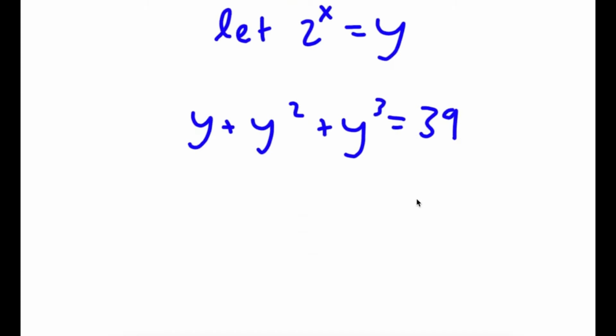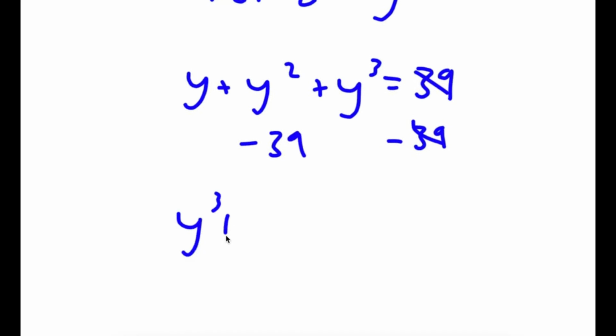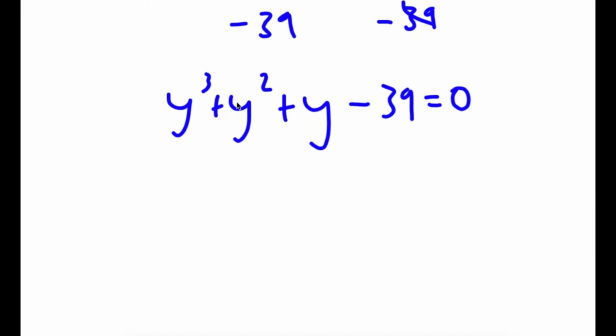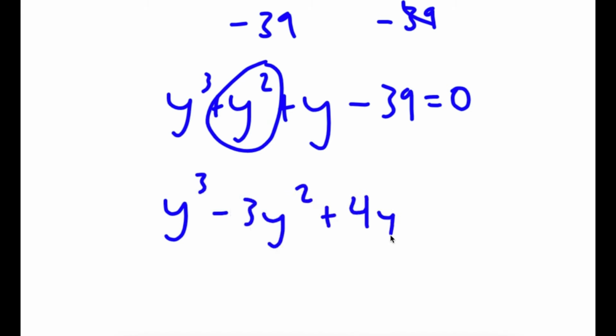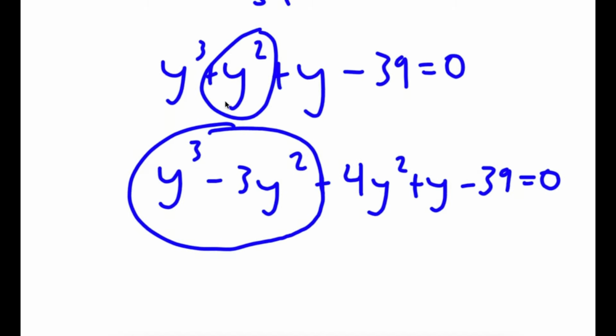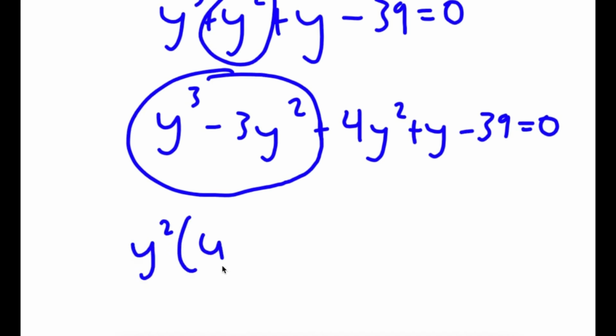Now I'm going to subtract 39 on both sides. So these two cancel out, and now I have y to the power of 3 plus y to the power of 2 plus y minus 39 is equal to 0. Now I'm going to rewrite y squared here as negative 3y squared plus 4y squared. So I have this plus y minus 39 is equal to 0. Now from y to the power of 3 minus 3y squared, I can factor out y squared. So I have y squared times y minus 3.